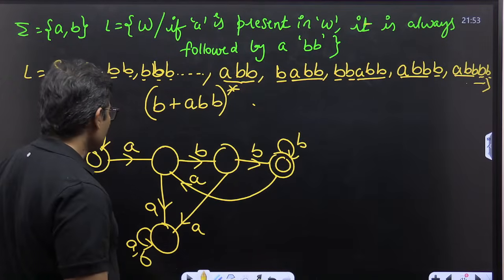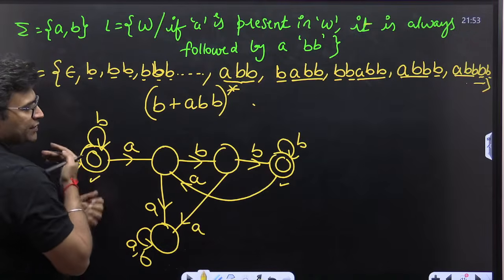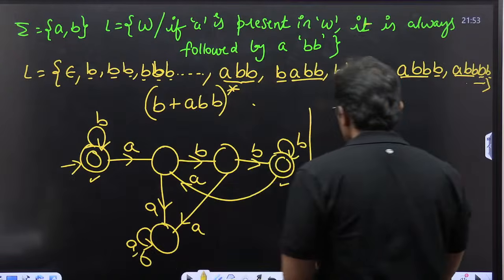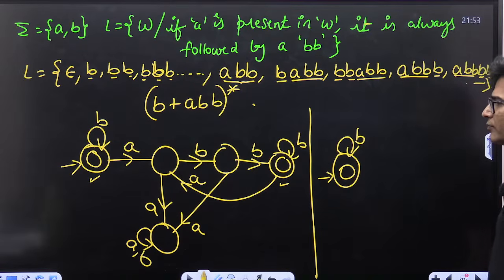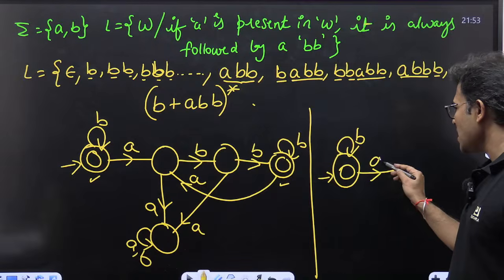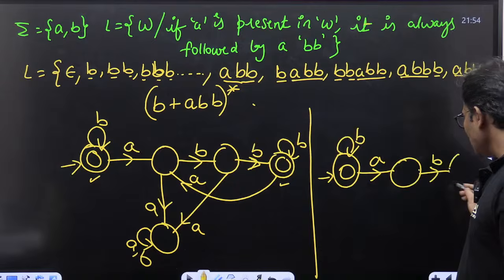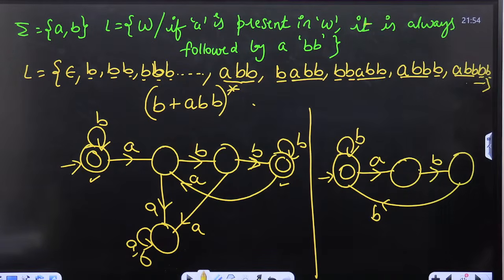Now, if you look at this, these two states are actually doing the same thing, so you can merge these two states. Let us say any number of B's come, I will be waiting. Now, if I get an A followed by a B, and then one more B, I will go and accept it.